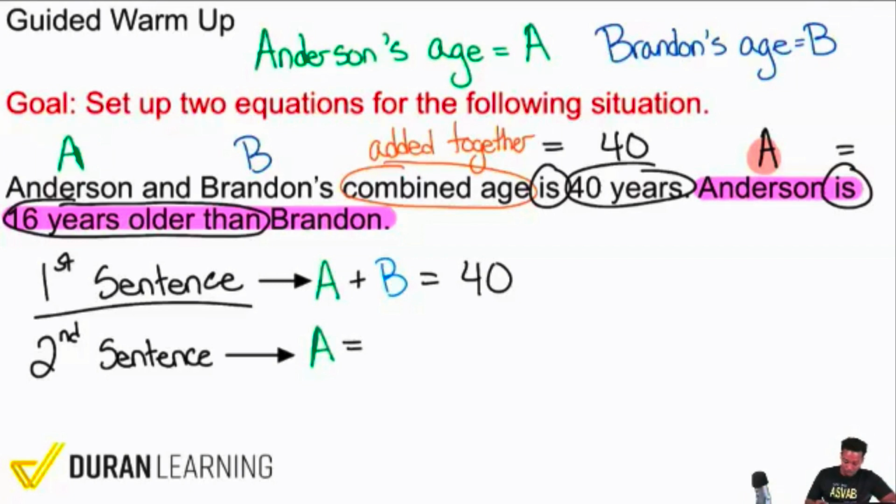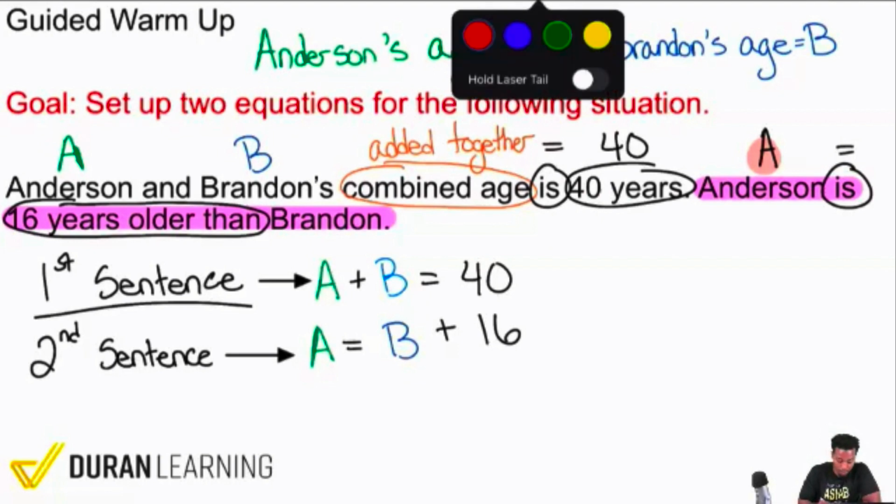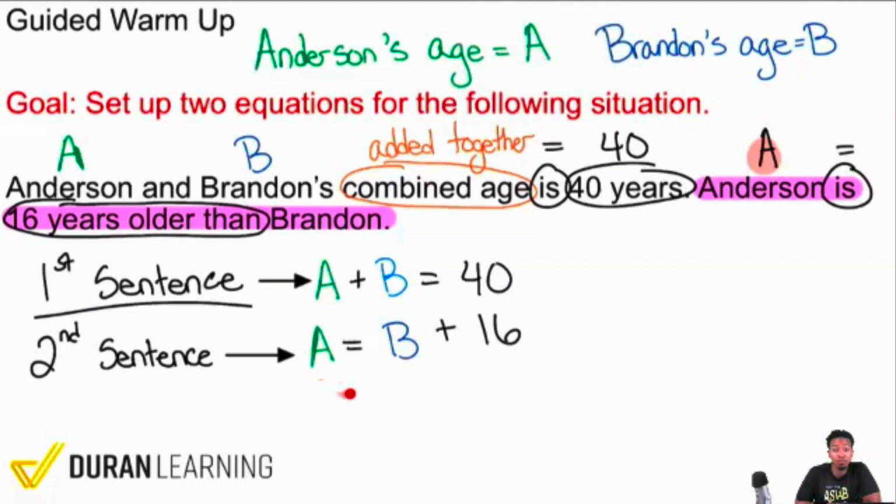Exactly. And so that means that we'll have Brandon's age plus 16. Yes or no, my party people? Does that second setup make sense? Anderson is Brandon's age plus 16, 16 years older than Brandon. If you have a question asking, can I do 16 plus B instead of B plus 16? Yes, absolutely can.